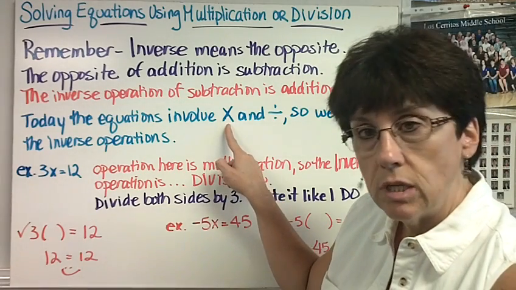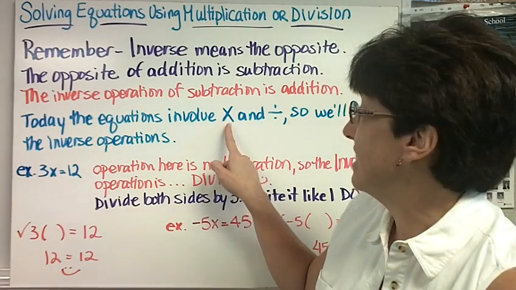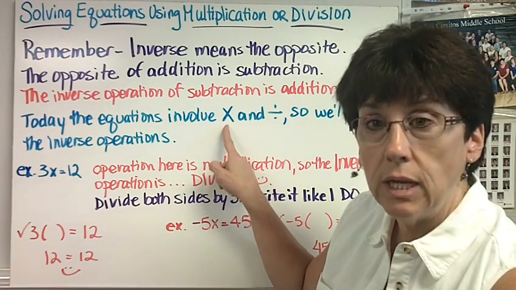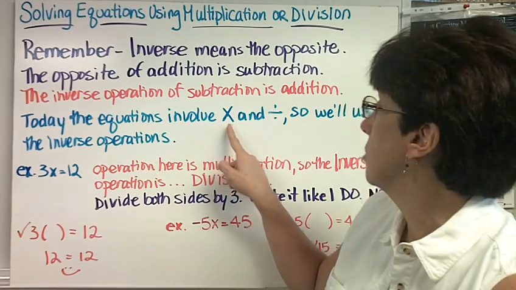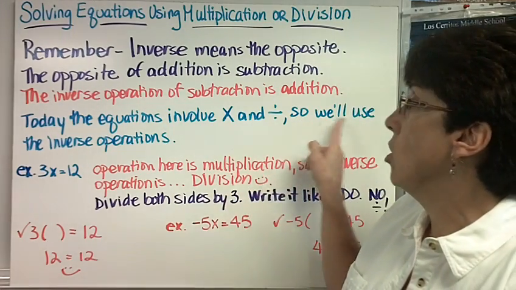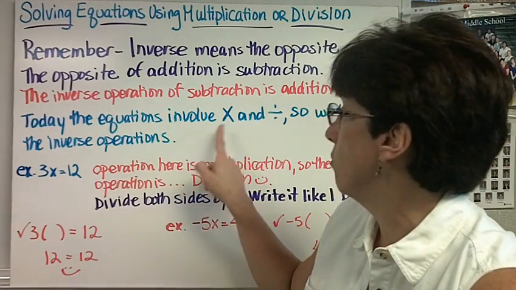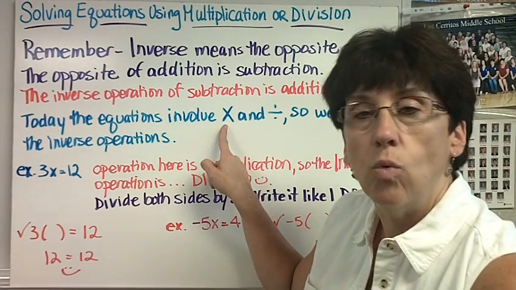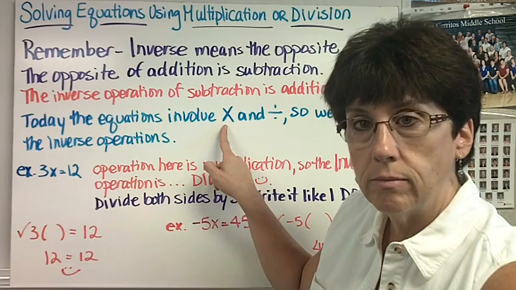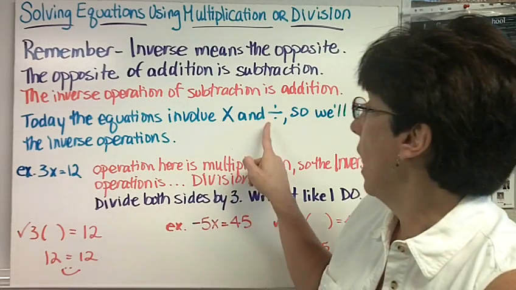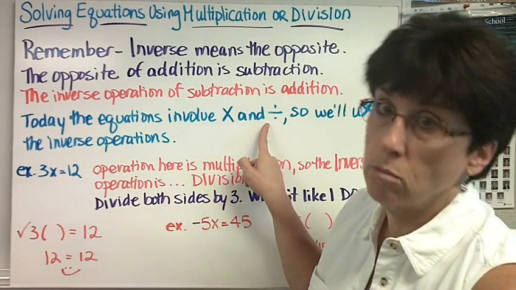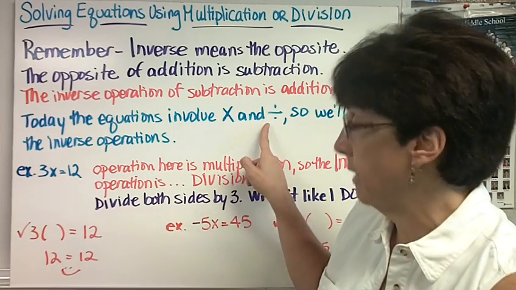Now notice I'm using a little shorthand in my notes, but I say the real word when I'm reading it, and that's what you can do too to help you take notes. So we're going to use the inverse operations of multiplication and division. What is the opposite of multiplication? Division. And what's the opposite of division? Multiplication. That's what we're doing today.